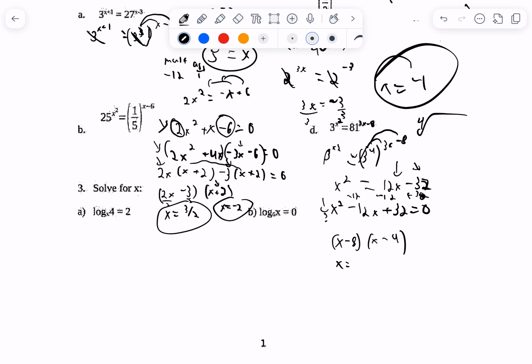So now x equals 8, because remember, it's the opposite sign, and x equals 4. And those are your two answers. There you go. Okay, now I'm going to see if I can get a calculator on this.